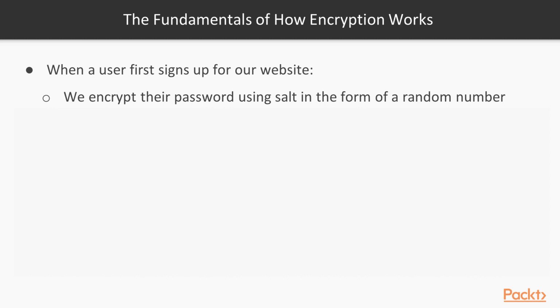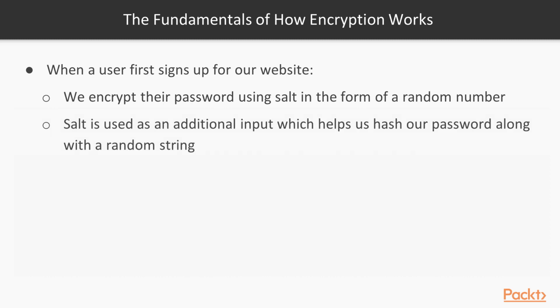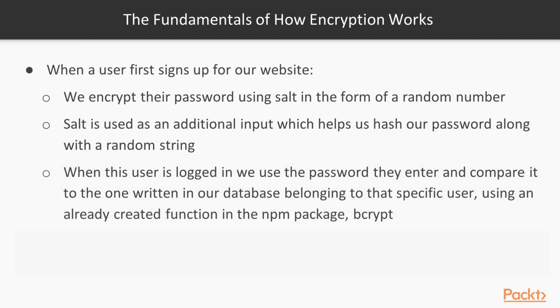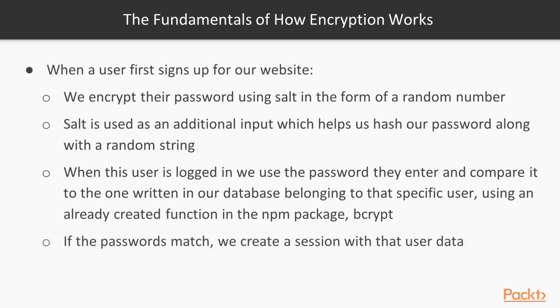The fundamentals of how encryption works. When a user first signs up for our website, we encrypt their password and any other sensitive data they give us using salt in the form of a random number. Salt is used as an additional input which helps us hash our passwords along with a random string. Secondly, when this user logs in, we use the password they enter and compare it to the one written in our database belonging to that specific user, using an already created function in the npm package bcrypt. If the passwords match, we create a session with that user data.